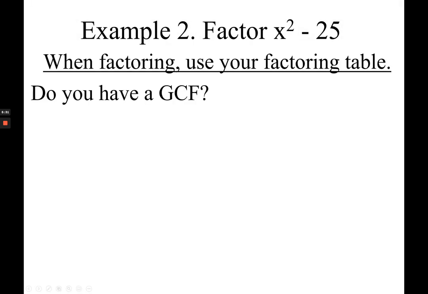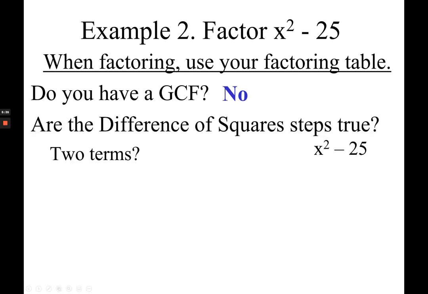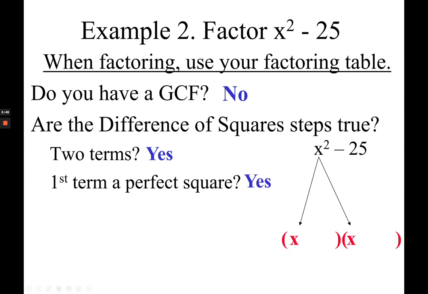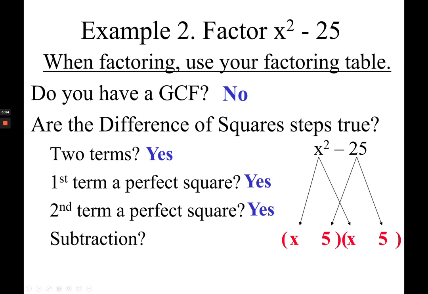Let's have another example. There's no GCF because it's perfect squares. Is the given a difference of two squares? Are there two terms? Yes. Is it a perfect square? Yes. First term is x times x. The second term is 5 times 5, and then since there's a subtraction between them, you can have plus and minus, or minus plus, and then that's your answer. That's the factor of x squared minus 25.